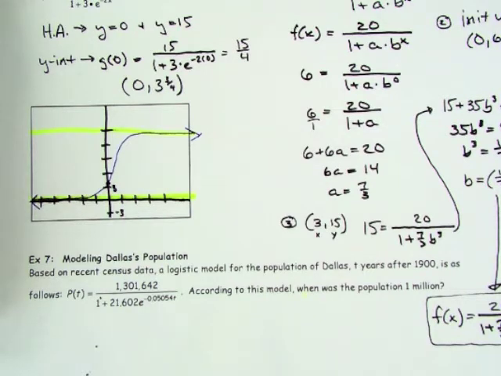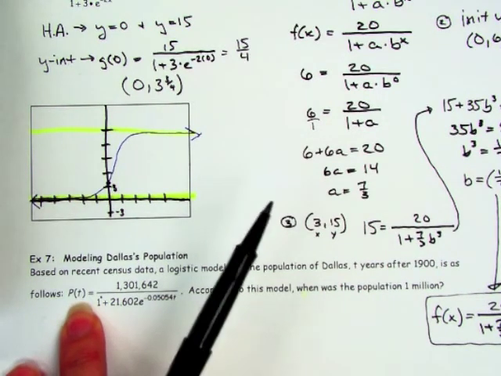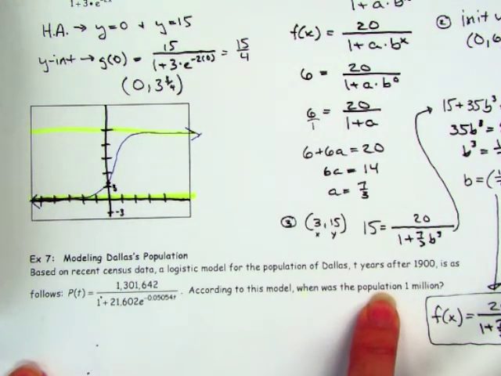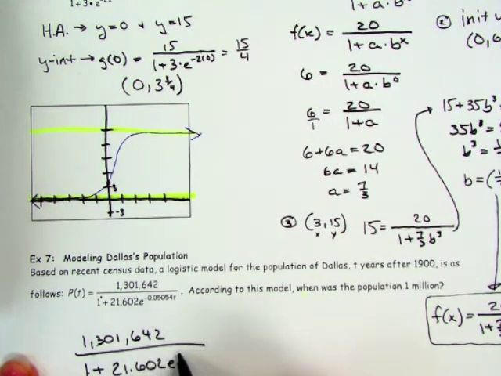So this is working for years since 1900, and we get our logistic growth model as given below. We want to know, when will the population be 1 million? Well, the formula that we have for the population gives us the population, so we want to know when this equals 1 million. So when does 1,301,642 over the whole denominator equal 1 million?